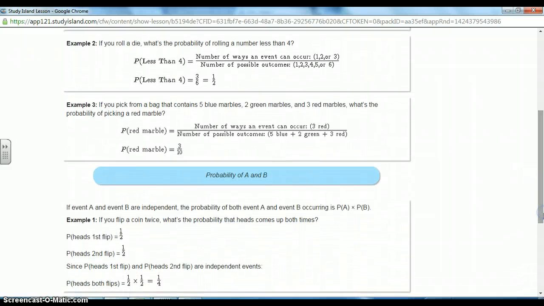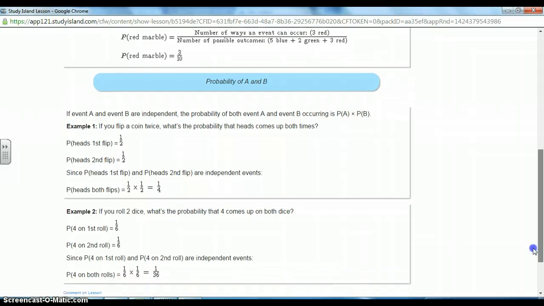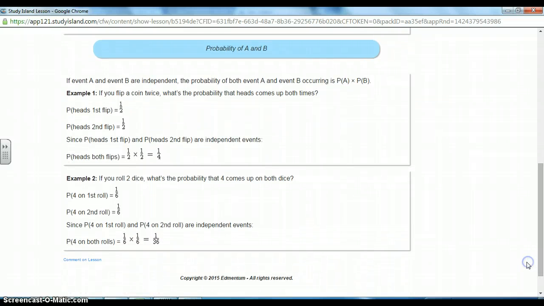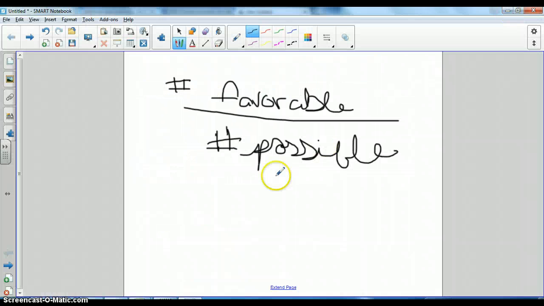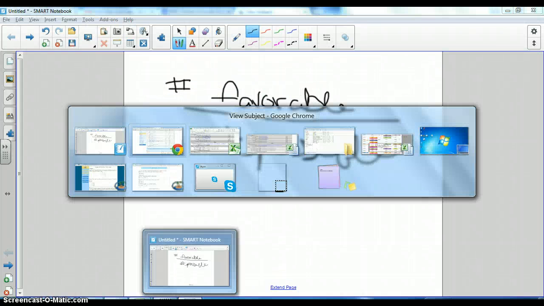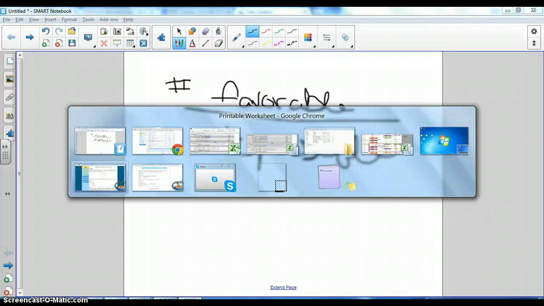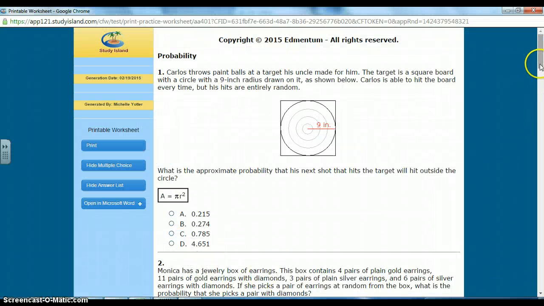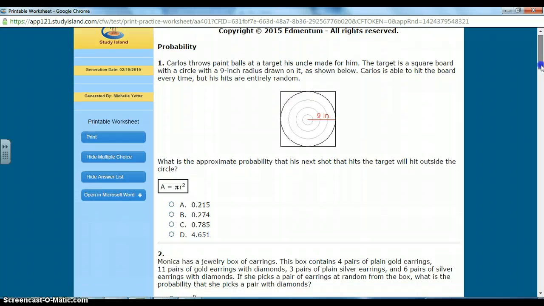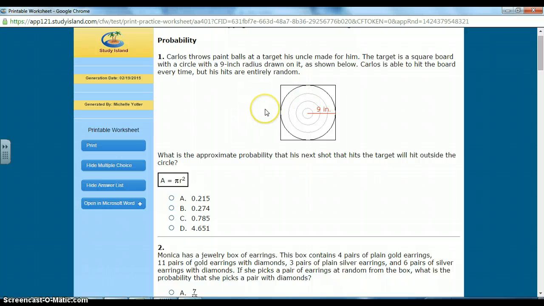Okay, and then next we go into the probability of A and B. So we're needing 2 things to happen, and that's when we multiply. So we'll talk about that as well. Okay. This one's pretty tricky, and I've seen it a couple times, and I didn't know how to do it, so I had to look at the answer. So we'll talk about it, and I'll show you the answer explanation of how to do it.